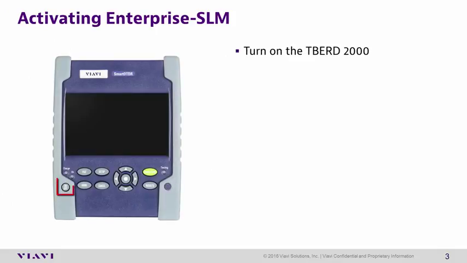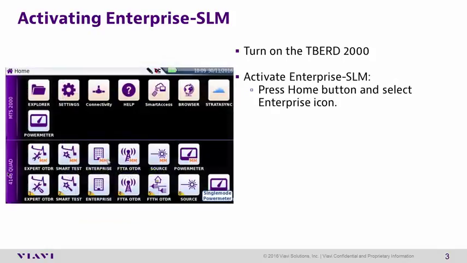Activating Enterprise SLM. First, let's go ahead and turn on our unit by pressing the On button in the lower left corner of the front panel. Once your unit is booted up, press the Home button to ensure you're back on the home screen. Select the appropriate Enterprise icon.